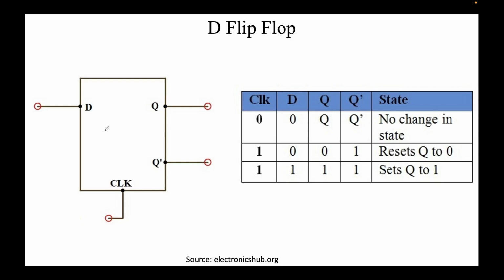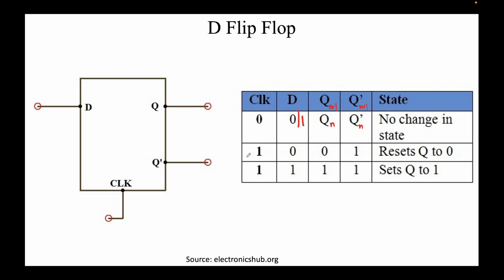So this is a circuit diagram of a D flip-flop. You see one input D, and the outputs Q and Q bar. Q bar is the negation of Q, and there is a clock input. When the clock is 0, there is no change in state, whether D is 0 or 1. It doesn't matter. This is Qn, this is Qn plus 1. So when the clock is low, whatever the input, the state will not change.